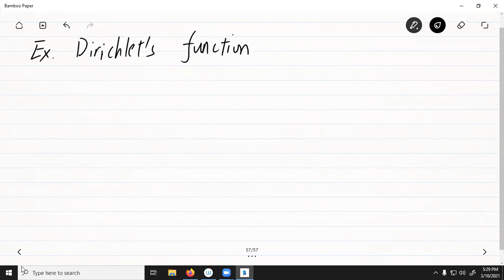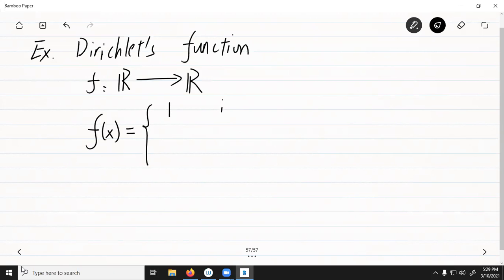So how do we define this one? This is a function from R to R, real numbers to real numbers. How do we define it? It's equal to 1 if x is a rational number. It's equal to 0 if x is an irrational number.